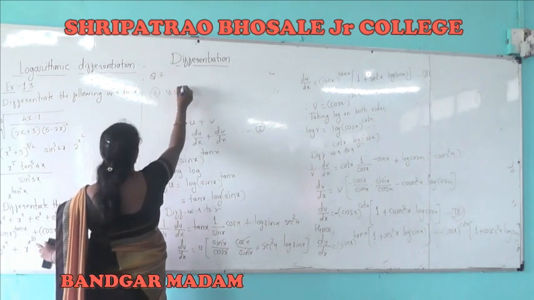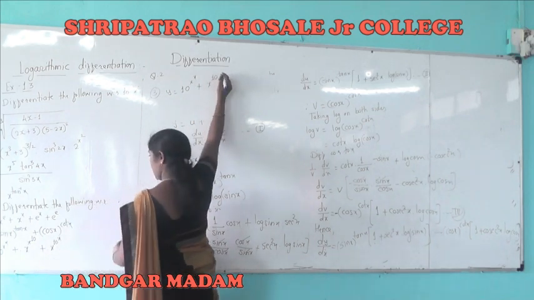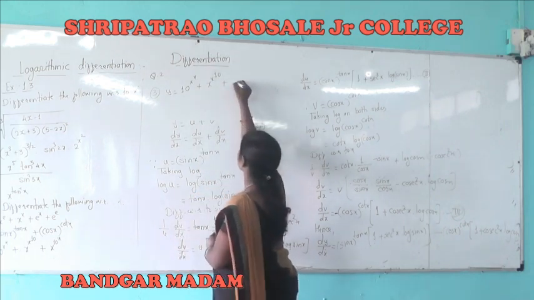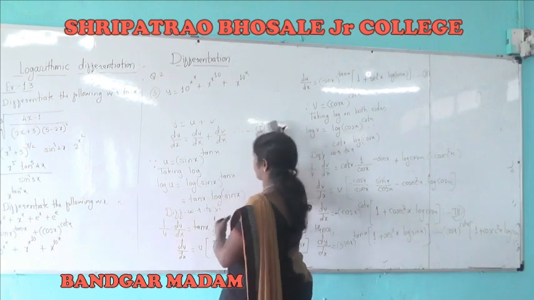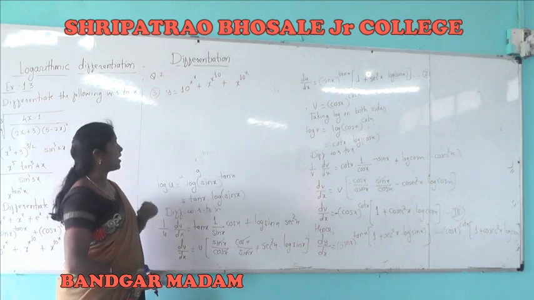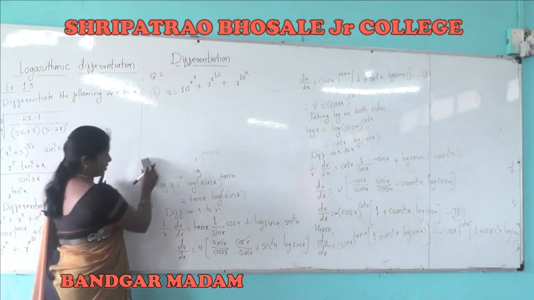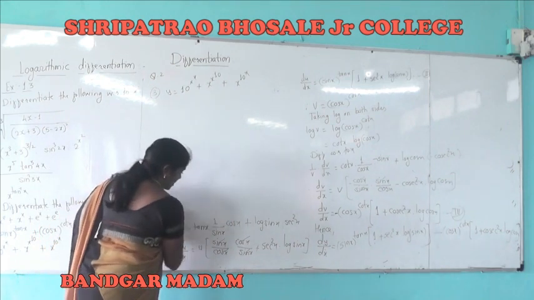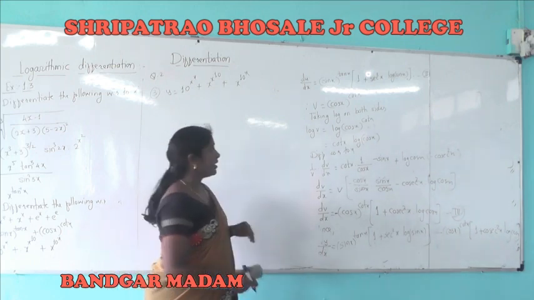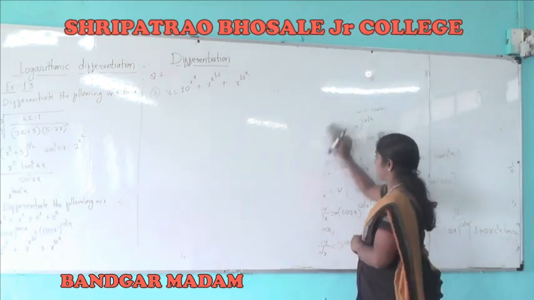y is equal to 10 raised to x plus x raised to 10, plus x raised to 10 raised to x. For this function we cannot differentiate directly, or take log on both sides directly. We have to consider u, v and w separately, solve u, v, w for their derivatives separately, and then add these three differentiations to get dy by dx.